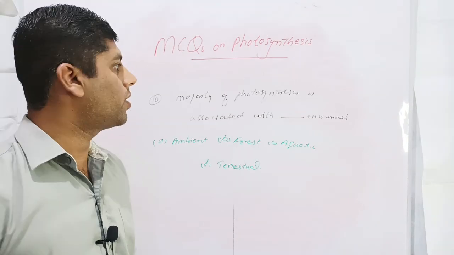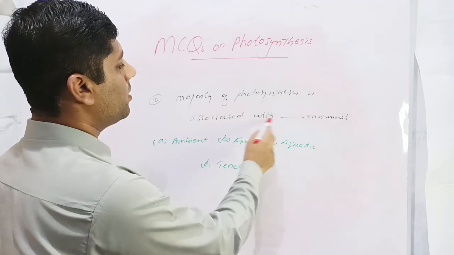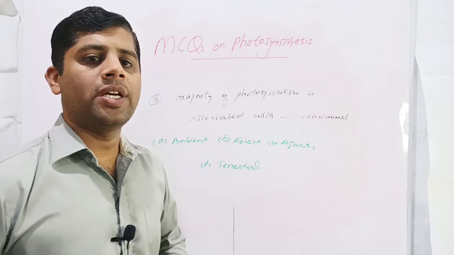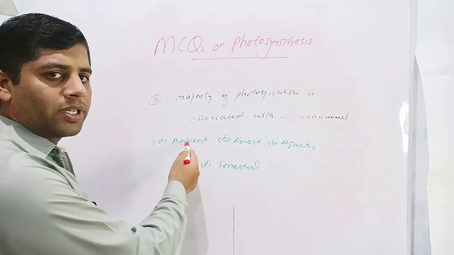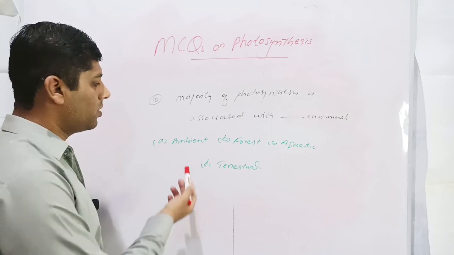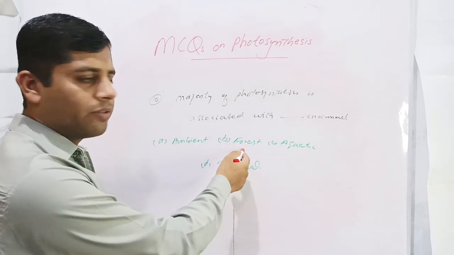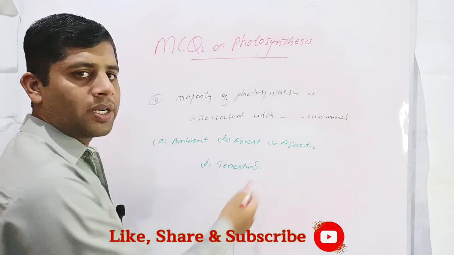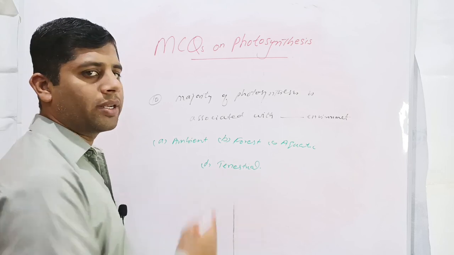The last question of today's lecture is: majority of photosynthesis is associated with dash environment. The question here is in which environment the maximum photosynthesis occurs. The first one is ambient environment, meaning surrounding environment, so this is a non-technical answer. Second is forest, which is the terrestrial environment. Aquatic, the plants living in the water like plants and algae, and the last is terrestrial or land plants.